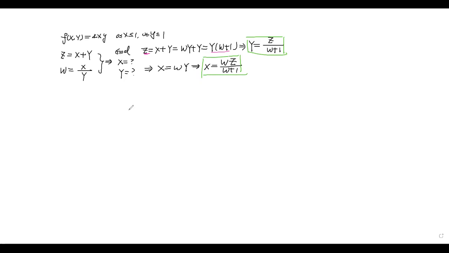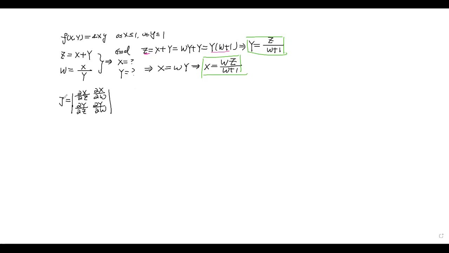The next thing is just like we learned in calculus. What do we need to do? We need to find the Jacobian, right? The Jacobian here is the absolute value of the determinant with entries partial x over partial z, partial x over partial w, partial y over partial z, and partial y over partial w. So we want to find the absolute value of this.